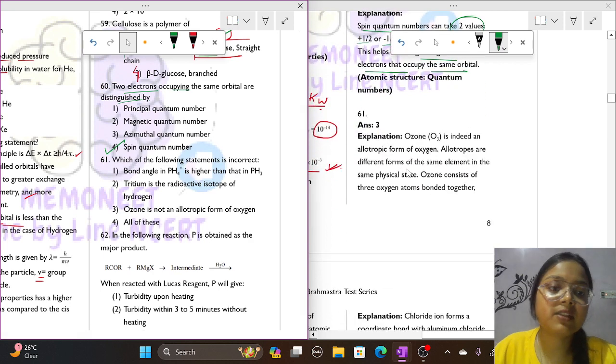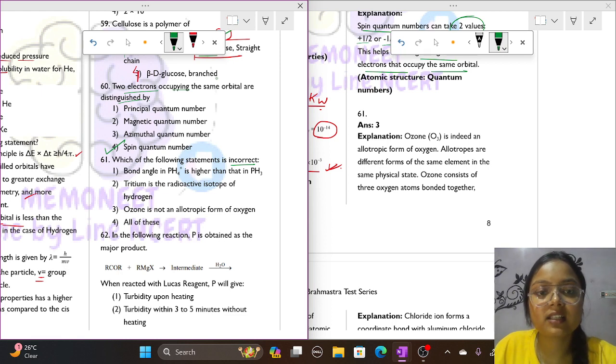Next is question number 61. Which of the following statements is incorrect? So find the incorrect statement. The bond angle of PH4 plus is higher than that of PH3. This is a correct option. Tritium is the radioactive isotope of hydrogen. This is also a correct option. Ozone is not an allotropic form of oxygen. No, it is an allotropic form of oxygen. Therefore, this is the incorrect option.